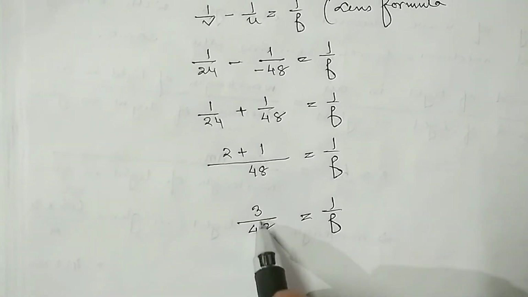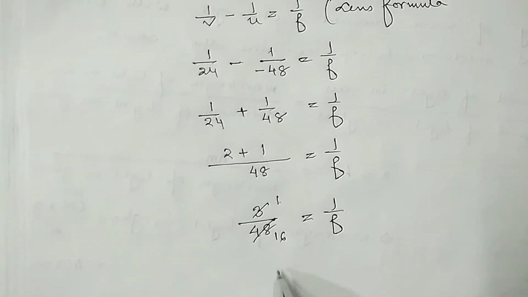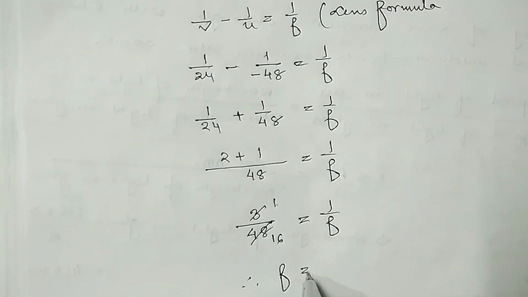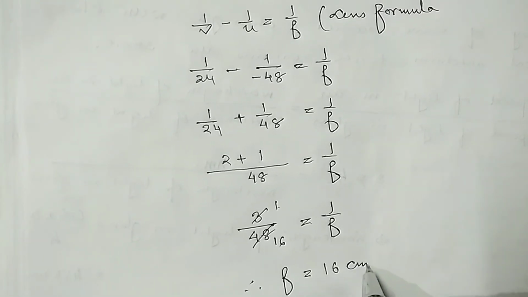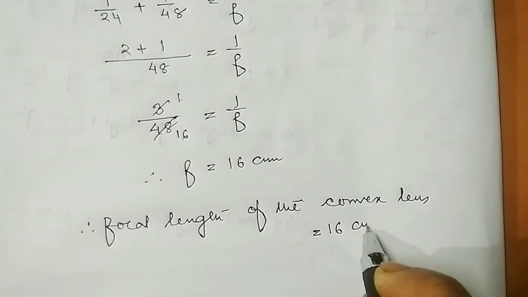Now 3 and 48 can be cancelled. 3 ones are 3, 3 sixteens are 48. Therefore f equals 16 centimeter. Therefore focal length of the convex lens equals 16 centimeter.